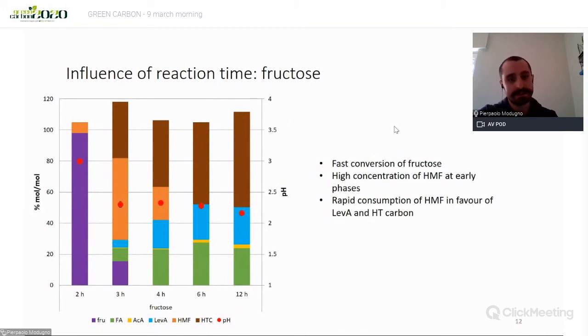In the first slide, we see the conversion products of fructose. The first thing we notice is that the complete conversion of fructose is very fast. It's already achieved after 6 hours. Therefore, a high concentration of hydroxymethyl furfural is already reached at early stages of the reaction. After that, the concentration of HMF, which we can see in orange, declines in favor of other chemicals such as levulinic acid, formic acid, and hydrothermal carbon.